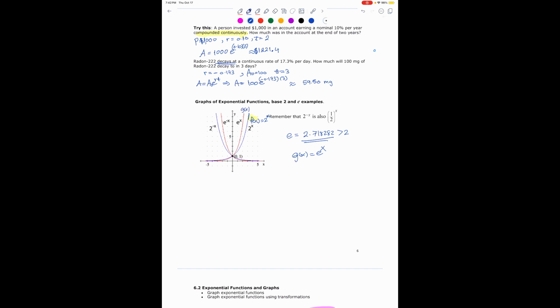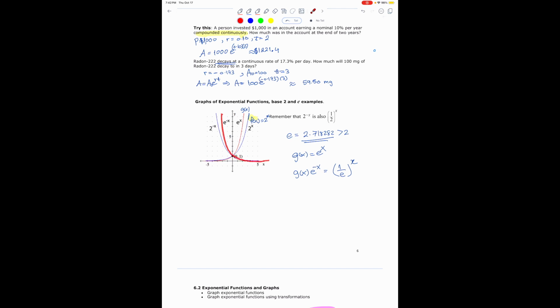And notice when you take the negative, g of x is basically e to the negative x. This is the same as saying 1 over e raised to the x power. So it's going to be a decay formula because 1 over e is positive, but less than 1. So this is the graph of that formula right here.